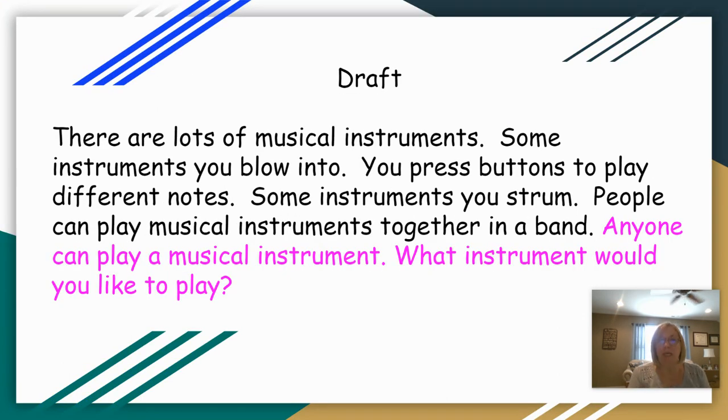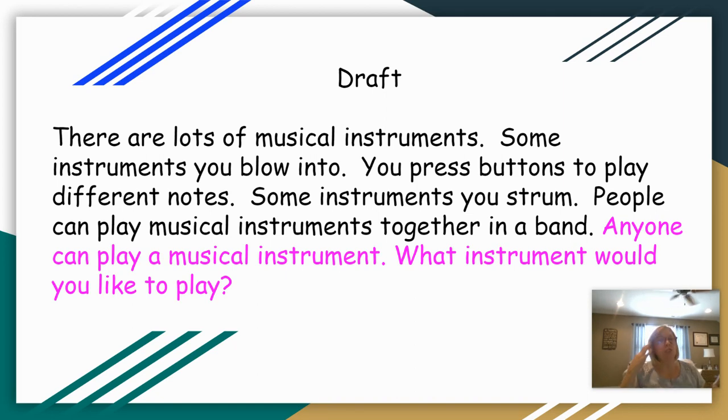As you can see, in pink is my ending sentence. So I'm going to start from the beginning and go right through. There are lots of musical instruments. Some instruments you blow into. You press buttons to play different notes. Some instruments you strum. People can play musical instruments together in a band. Anyone can play a musical instrument. What instrument would you like to play? So that's how I chose to end it for now.